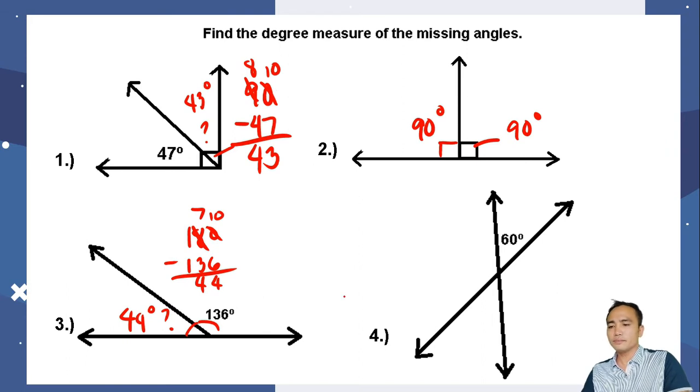Number 4, so these two intersecting lines form vertical angles. So when we say vertical angles, the measures of these two angles here are equal, because vertical angles are equal. So if we have 60 degrees here, the measure of this angle is also 60 degrees. Okay?